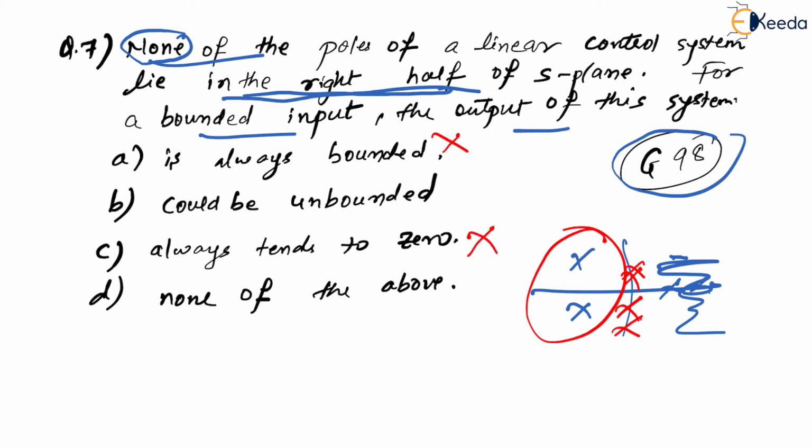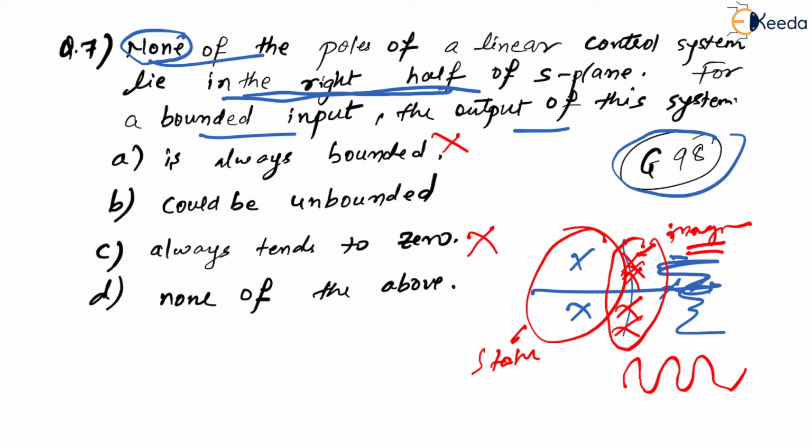Which means output is always bounded is wrong, always tends to 0 is wrong. The answer is that the output could be unbounded. Why? Students again say that, sir, on the left we have stable system, on the imaginary axis we have marginally stable system. Yes, I agree. But what will happen if my poles are there on the imaginary axis? Again, the system is marginally stable, and the output is also bounded, right? I agree with you. But what if there are repeated poles at origin?